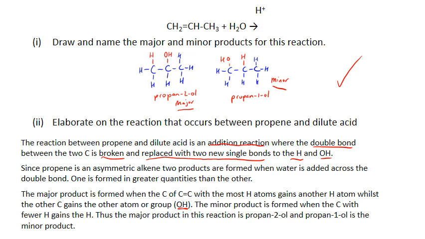So this explains why we get the minor and the major products to the level that we need to in level 2 chemistry anyway. And I tie it all back together by saying that the major product in this reaction is propan-2-ol, and propan-1-ol is the minor one. Thus elaborating on this reaction.